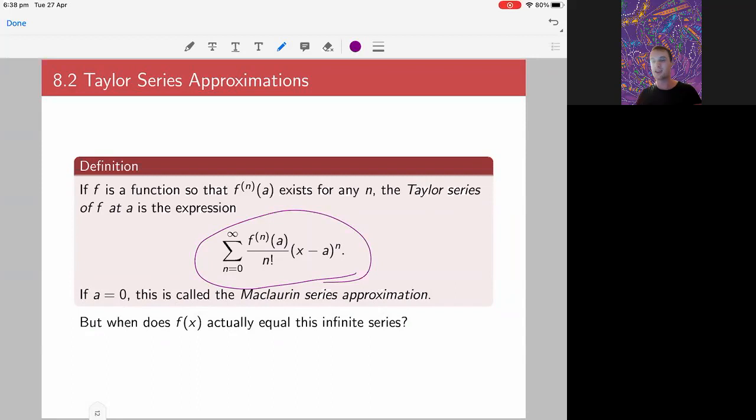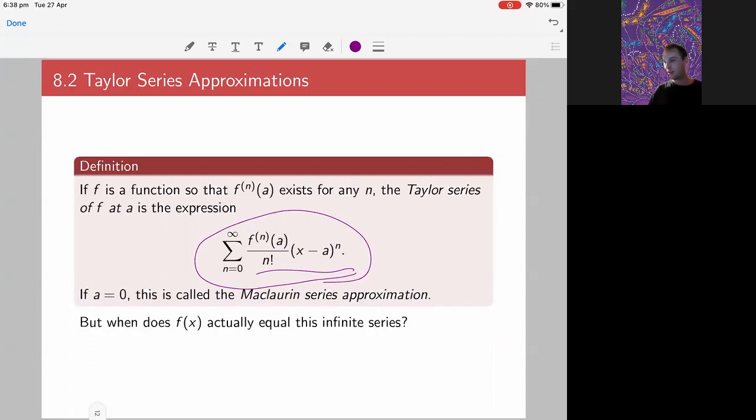Because there's a priori no reason why if I just add all of these things up, I'll end up back with f of x. Why would that be true? Under what circumstances is it true that this series is actually equal to f of x?